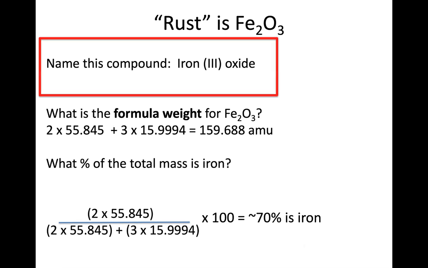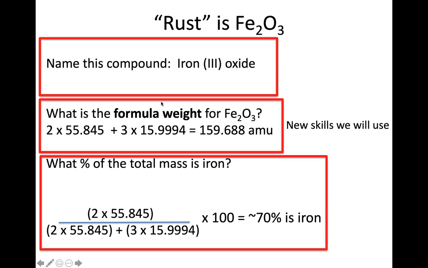Now, as I look at this one, being able to name it, once again, ideas of naming from chapter 2, they're not going to be just restricted to chapter 2. Those ideas are going to show up again and again, so we got to get comfortable with the naming. This idea of calculating the formula weight or talking about the percent of the total mass, those are new skills that we're going to be using for sure. In particular, looking at the periodic table to determine the weight of something, crucial skill for us.